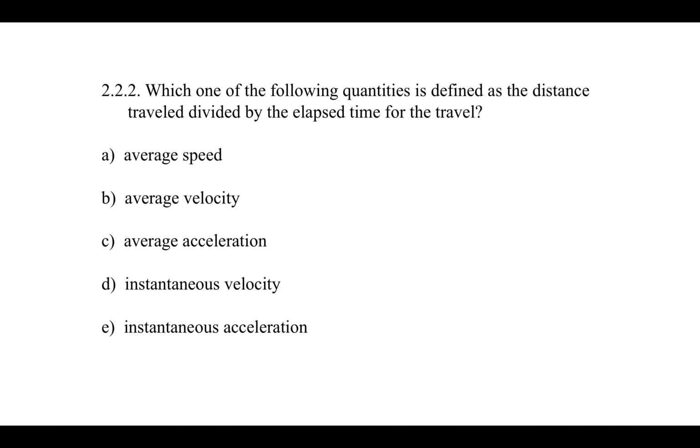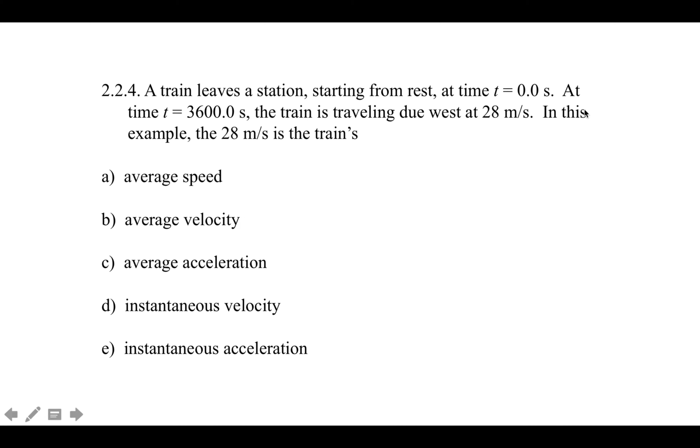Now, which of the following is defined as the distance traveled divided by the elapsed time for the travel? If you're looking at the total distance traveled, you're looking at the average speed. If you're looking at the displacement, you're looking at the average velocity. All right, now this is what I screwed up on. This is actually the instantaneous velocity, not the average, because it's traveling.